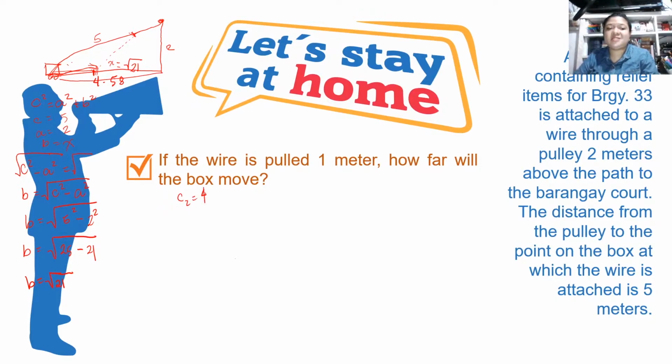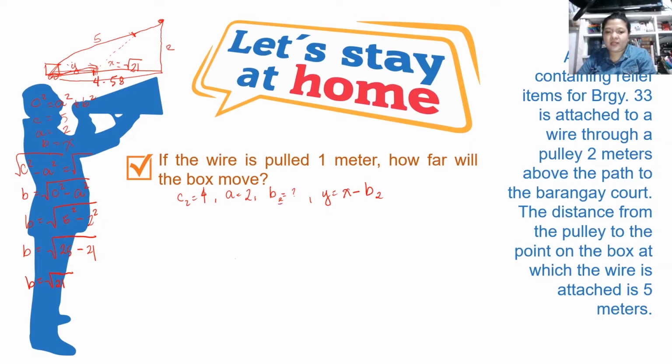So, tawagin natin siyang c sub 2. Okay, ang height or altitude ay ganun pa rin, hindi nagbago, 2 meters pa rin. At ano na ang magiging bago nating base? Yun na yung kailangan nating hanapin. Pero, pag nakuha na natin yung ating bagong base, kailangan malaman din natin kung gaano kalayo yung iginalaw ng cargo box. So, tawagin natin itong y. So, paano natin makukuha si y?